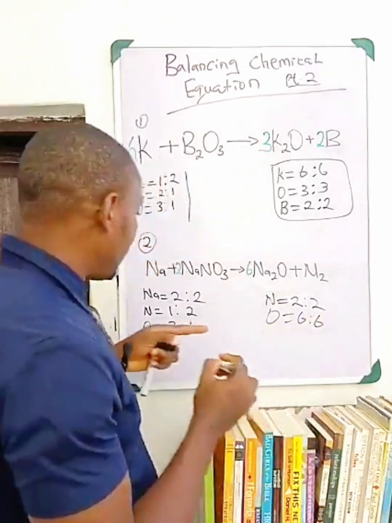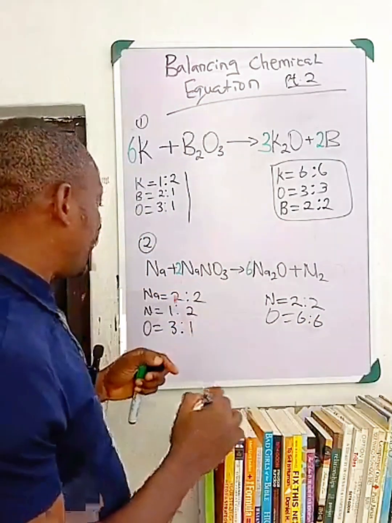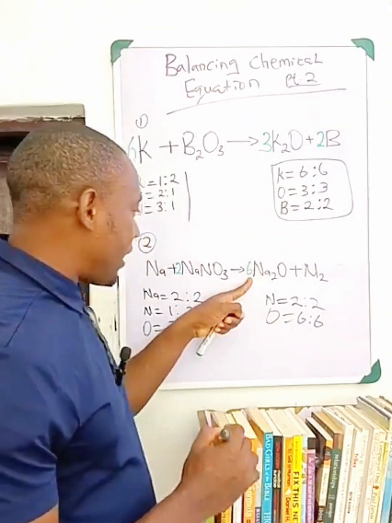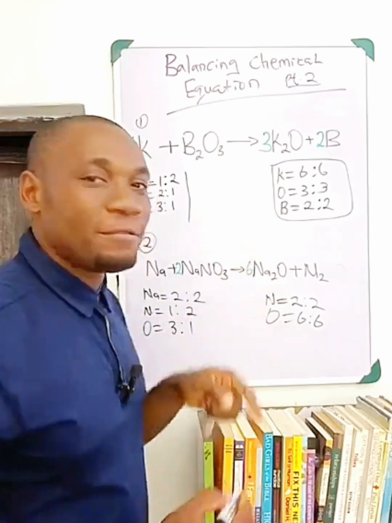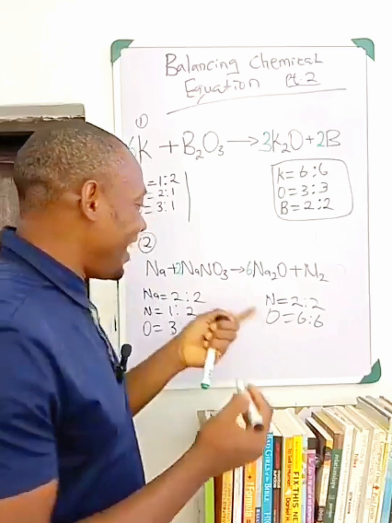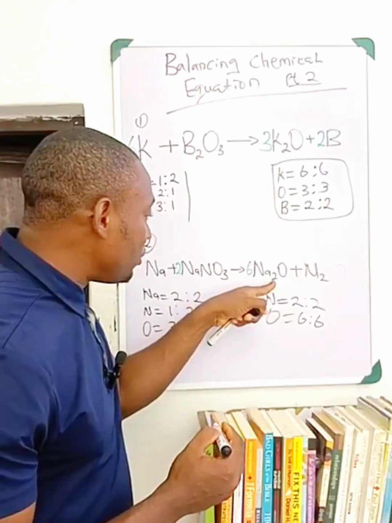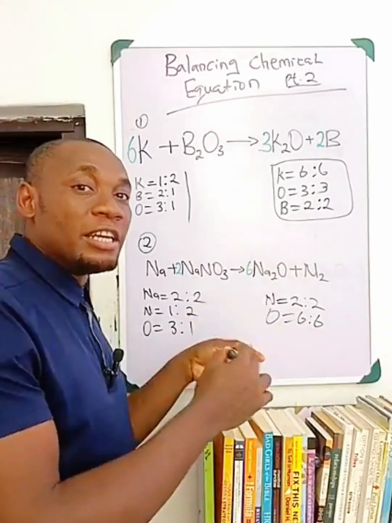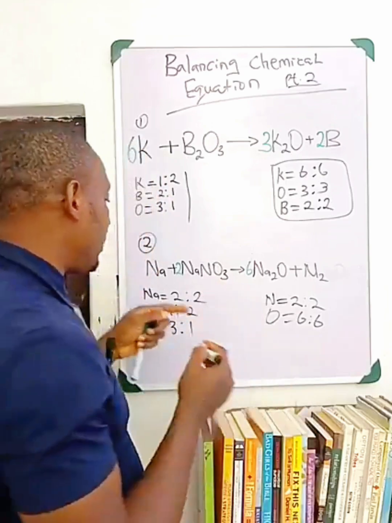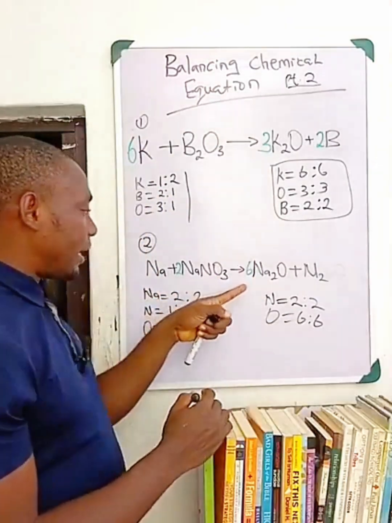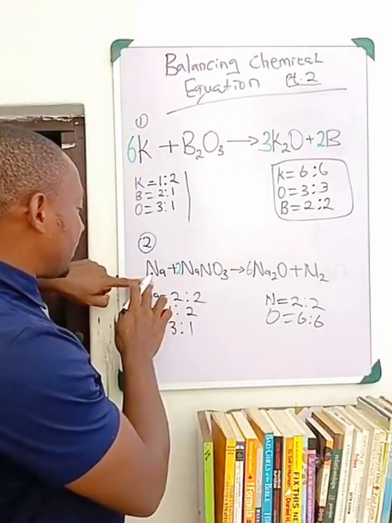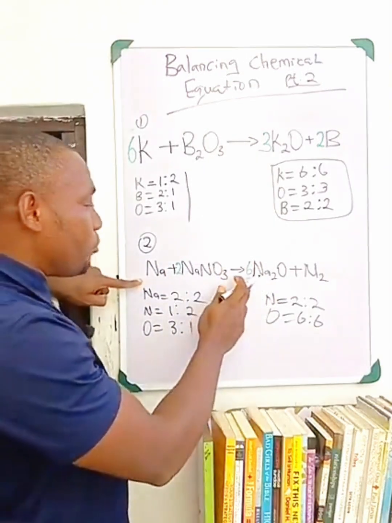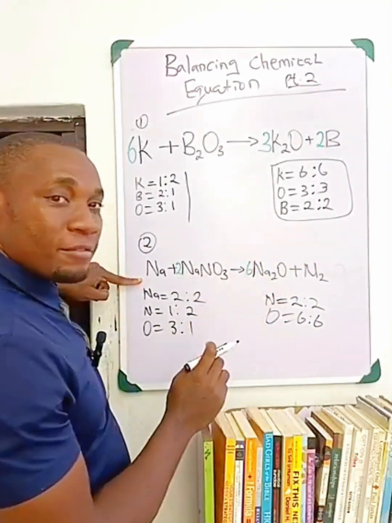So oxygen is balanced. Now let's look at this sodium again. By way of introducing 6 as a coefficient here, sodium is now 12. Yes, sodium is now 12 because 2 times 6 is 12. So that sodium that balanced initially is no longer balanced. Now we have to go back to the reactant side. How many sodium do you have on the reactant side? We have 2 and 1, that is 3. But here we have 12.